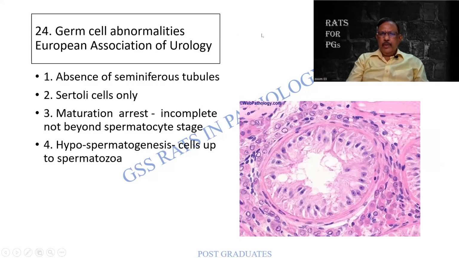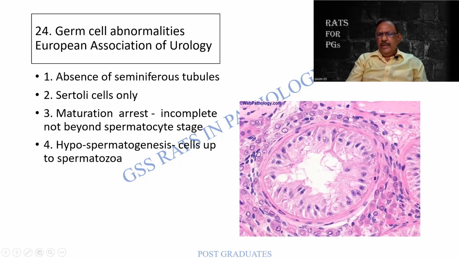There are certain important germ cell abnormalities which have been given by the European Association of Urologists. One, there can be absence of the seminiferous tubules itself, or there can be the Sertoli cell only syndrome, which we have seen. Third, there can be a maturation arrest, which can be incomplete, not beyond the spermatocyte stage. So initially the spermatocyte will be produced, but after that there is no further maturation. And hypospermatogenesis, wherein there is a marked reduction in the production of spermatozoa. When you give a report, you will have to report under any one of these columns.